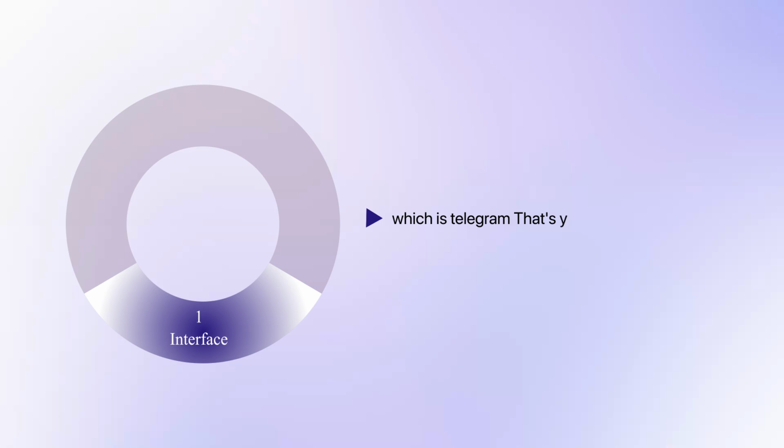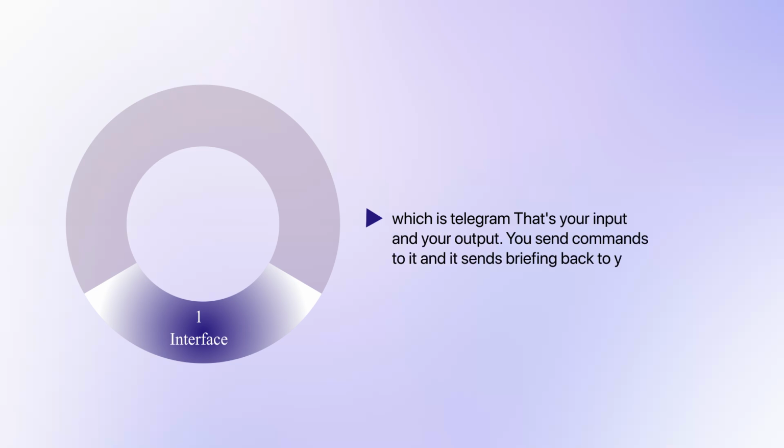The agent has exactly 3 components. First one is the interface, which is Telegram. That's your input and your output. You send commands to it and it sends briefings back to you. Simple. Second is the brain and the hands, which is GPT 5.4.